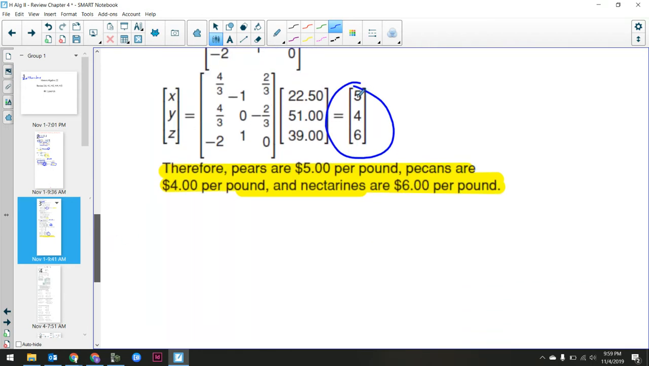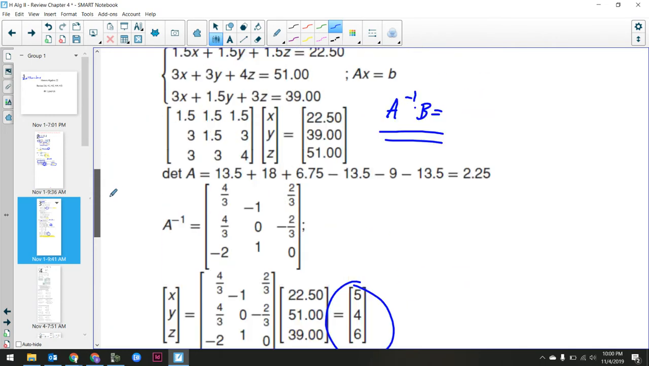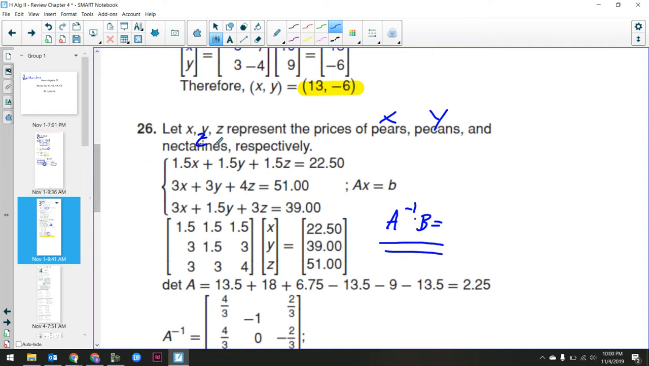$5 per pound for pears, $4 per pound for pecans, and then $6 per pound of nectarines. Okay. Hopefully the homework wasn't too difficult. Just know that there will be a word problem. I don't know if it's a 3x3 or a 2x2, but there will be a word problem where I ask you to use matrix equations. So you have to take the words and make the system, and then turn the system into a matrix equation. So know that you have to do that.